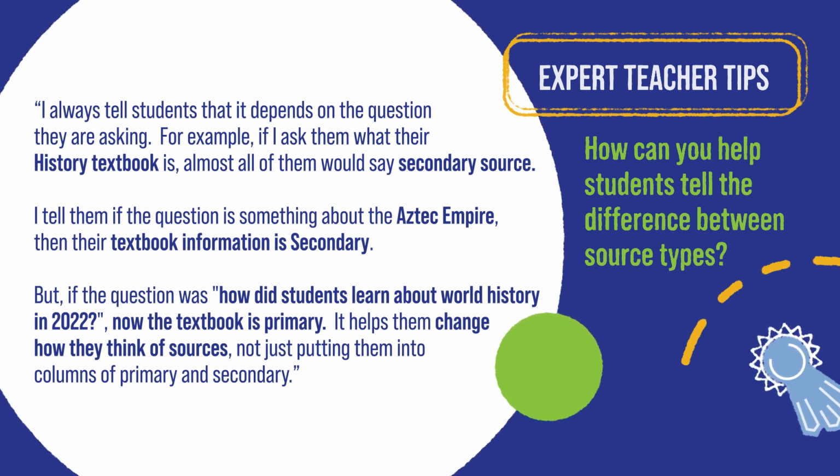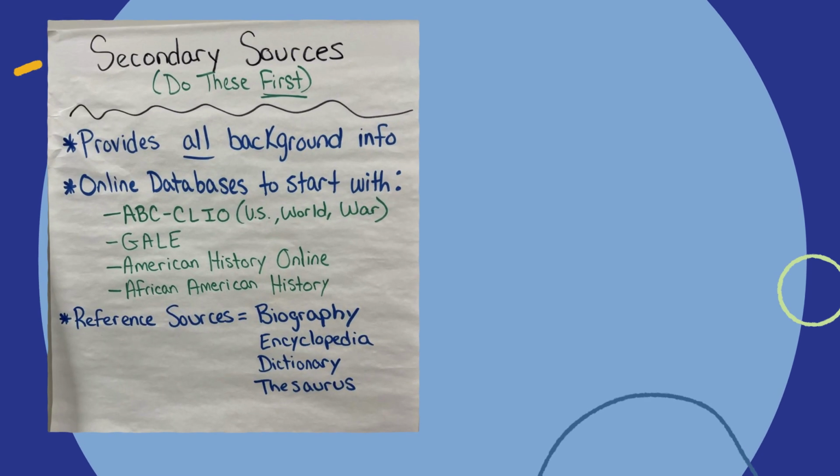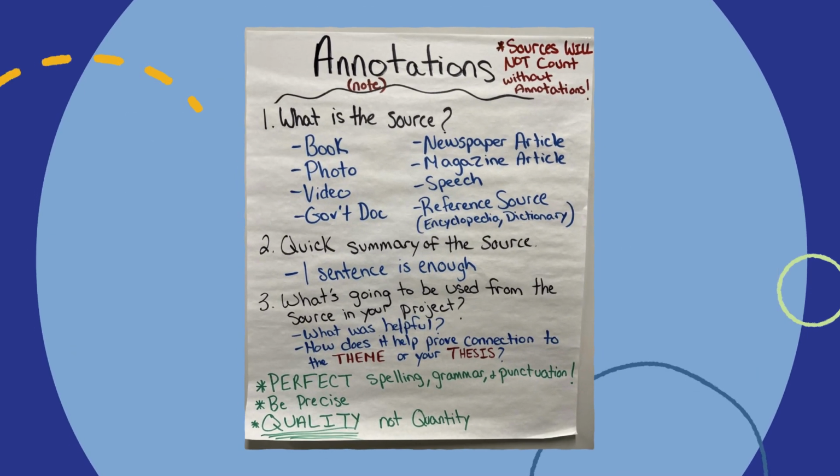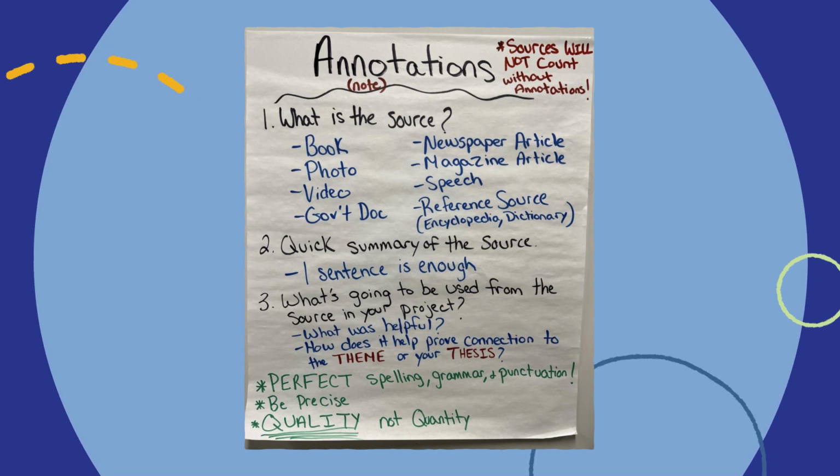The same expert teacher also told us that she has posters in her classroom as anchors for students when they're doing their bibliography work. These anchors, which you can see here, describe what a primary and secondary source is and reinforce the definitions to students. This additional poster focuses on annotations, reminding the student of the purpose and details of the annotation.